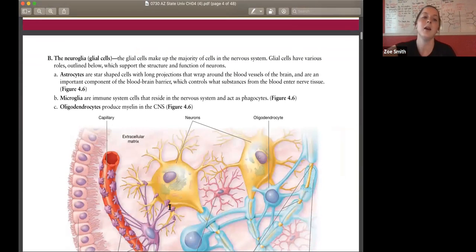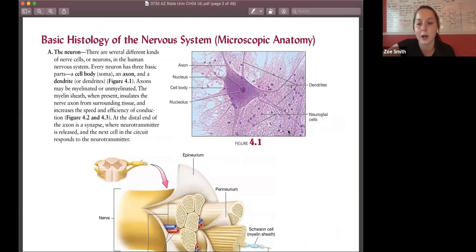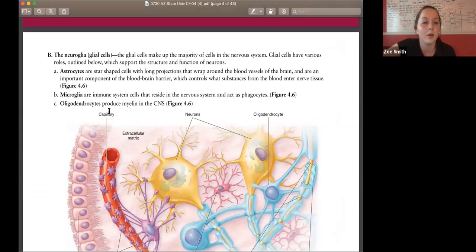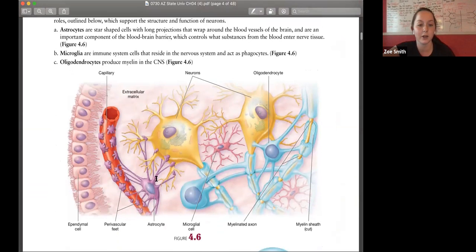Cool. Next, the neuroglia or glial cells. So the glial cells make up a majority of cells in the nervous system. Glial cells have various roles outlined below, which support the structure and function of neurons. If you go back to this photo, you can see some neuroglial cells right there. So the astrocytes are star-shaped cells with long projections that wrap around blood vessels of the brain and are an important component of the blood-brain barrier, which controls the substances from the blood entering the nervous tissue. Cool. So you can see astrocytes right there.